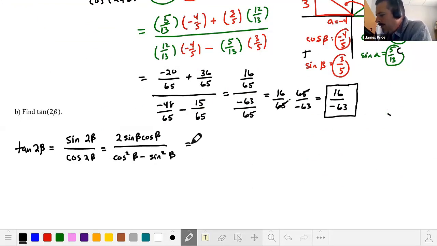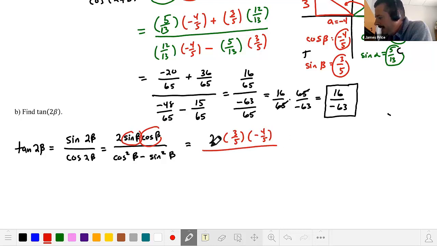What is a tan of 2 beta? So it's going to be 2 times, and then we just use what we found before. We already found the sine of beta. It was equal to 3 over 5. So 2 times 3/5. And then the cosine of beta, we found that too. That was equal to negative 4/5. So negative 4/5.